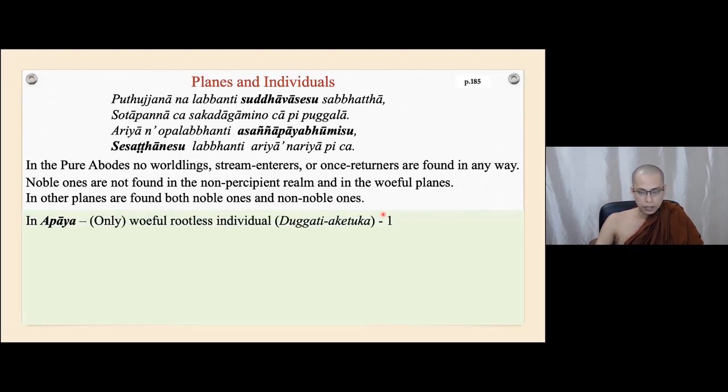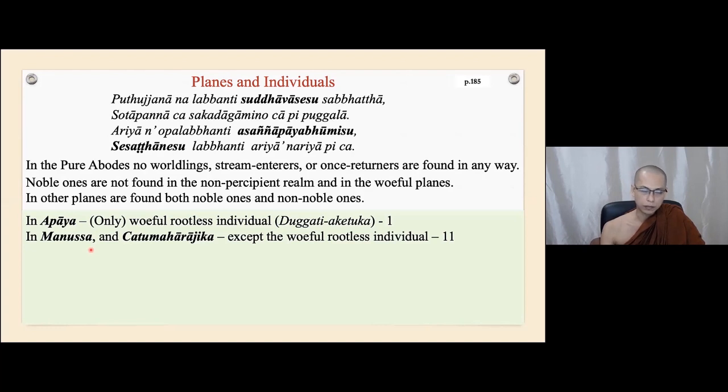But if we consider the individual and the plane of existence for complete understanding, we need to consider another text too. Here the classification comes in the Apaya: only the woeful, rootless individual, Dugati Ahetuka. As mentioned, the Puthujjana, Sotapanna, and Sakadagami are not there. But the text itself, the Abhidhamma Sangaha, emphasized only the noble person. Actually, in the Apaya, the other types of worldlings also cannot be found. Only one type, the Dugati Ahetuka individual, the woeful, rootless individual, can be found in the Apaya. But we will talk about some exceptions for that.